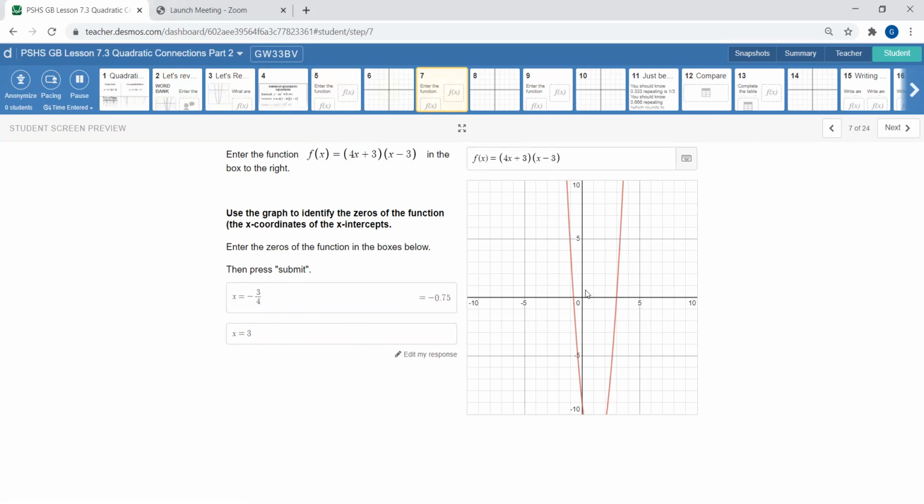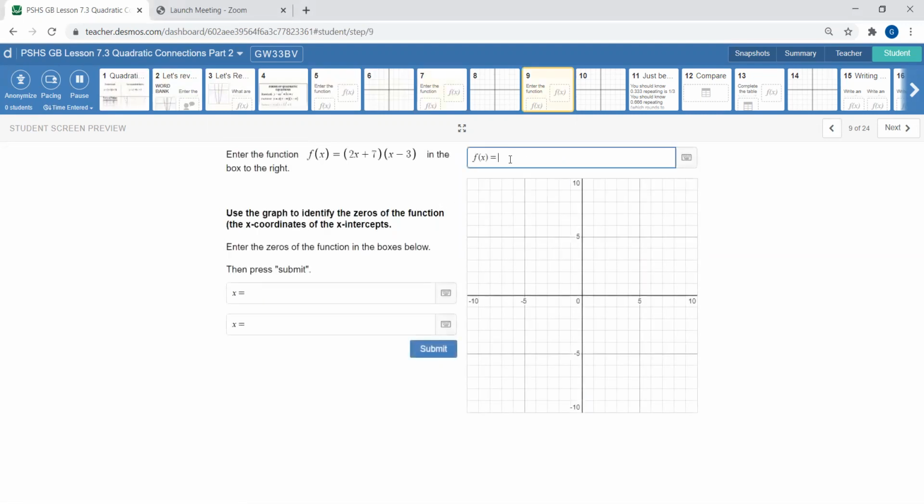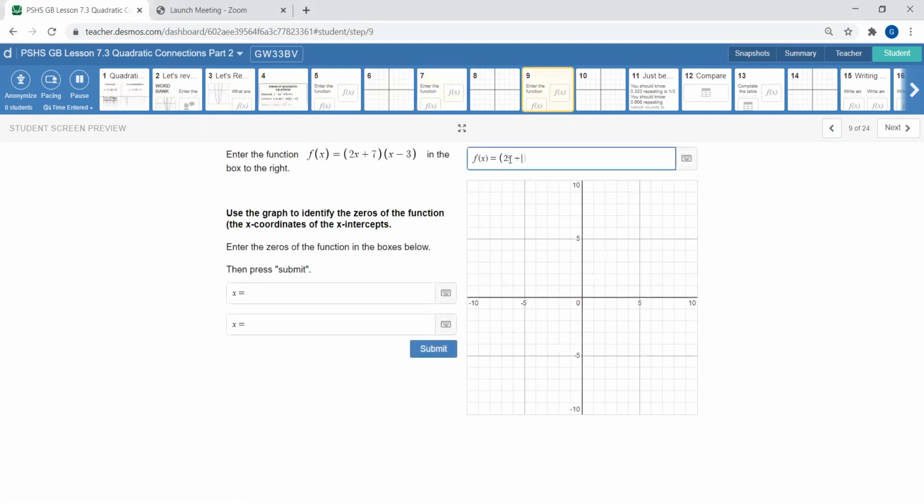Normally when we're doing these questions, although the Desmos gives us the decimal, we're actually more interested in the fraction, and we'll talk about why that is in a little bit. All right, next one, 2x plus 7 and x minus 3. And we'll click on the numbers. Negative 3.5 and 3.